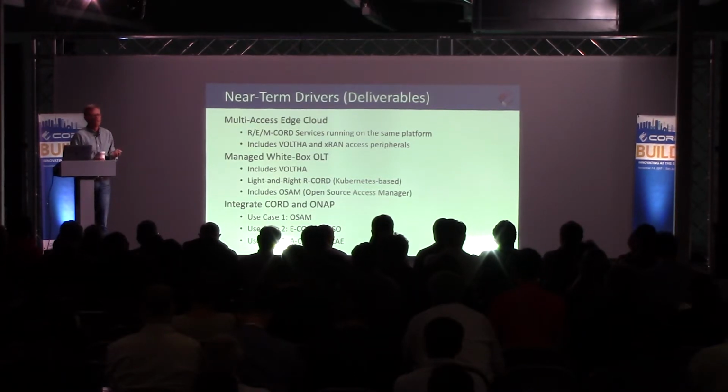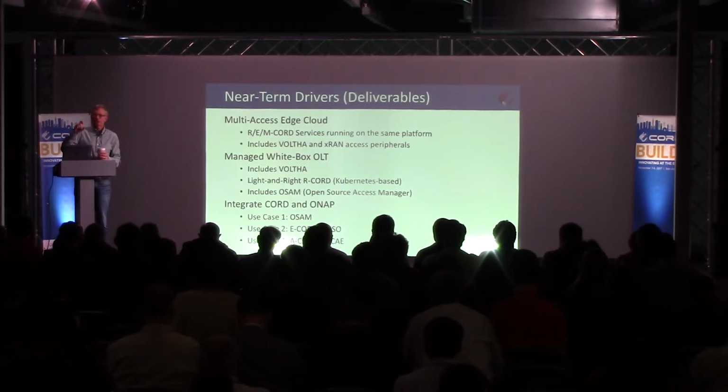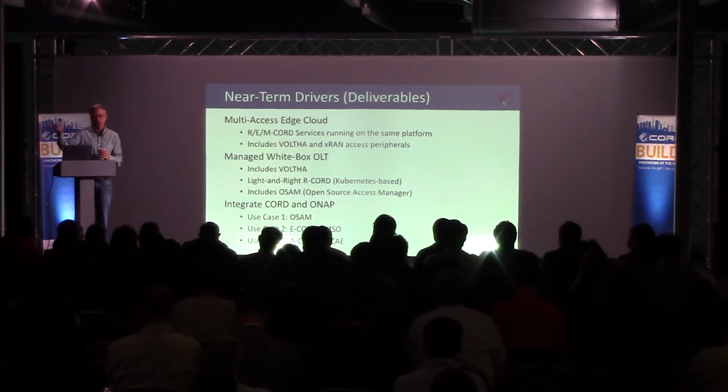The third one is just a demonstration of how to integrate CORD and ONAP. And here, the target is a little fuzzier because we don't fully understand what's involved, but what we have are 3 use cases that we're pursuing. One use case is the OSAM use case I just described. Can you use ONAP to manage CORD if CORD is downsized to just give you access as a service?